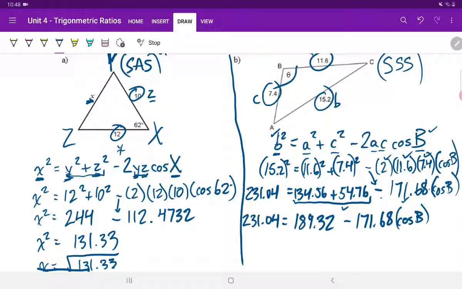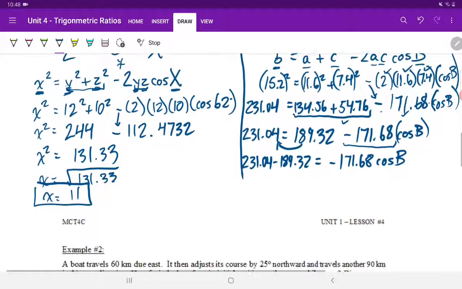Now let's start to bring some numbers over. Once again, I can't do anything with this right now because it's being multiplied by cos B. But I can bring over this constant by subtracting it on the left. So you end up getting 231.04 minus 189.32 equals negative 171.68 times the cos of B. Okay, so 231.04 minus 189.32, you end up getting 41.72.